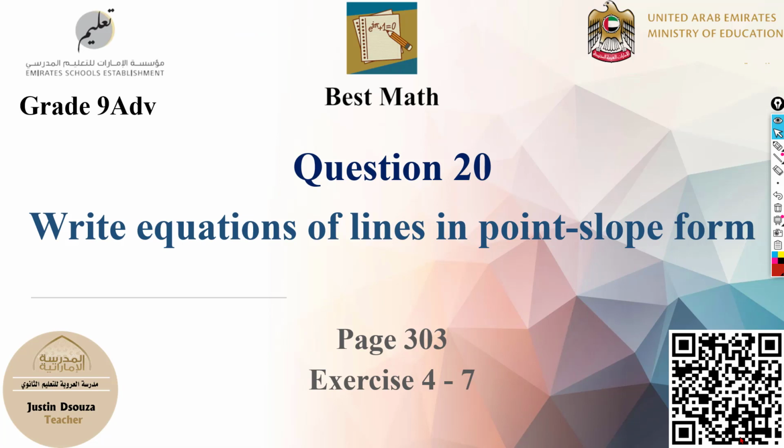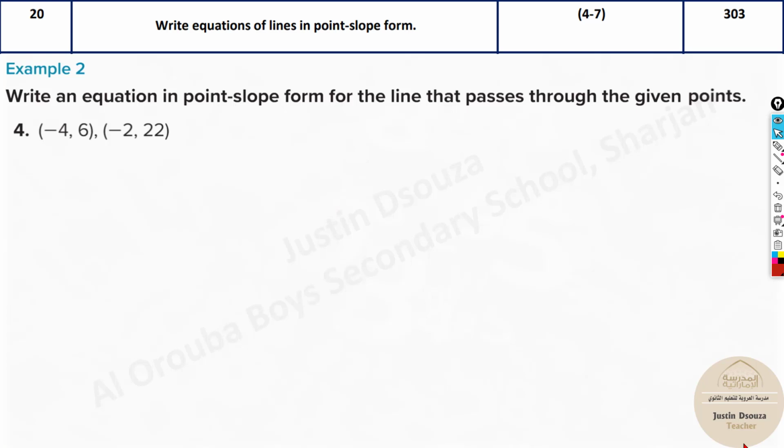Question number 20, it's the last but one question in the writing part. This is about writing equations of lines in point slope form. This is very easy because there are only 2 steps, and you must do those 2 steps because over here they are specified it's point slope form. You can't use, say, a slope intercept form or anything.